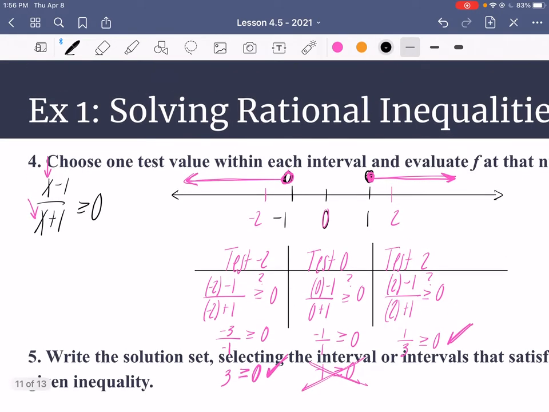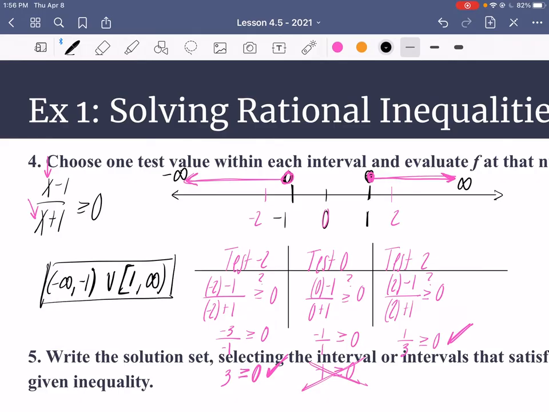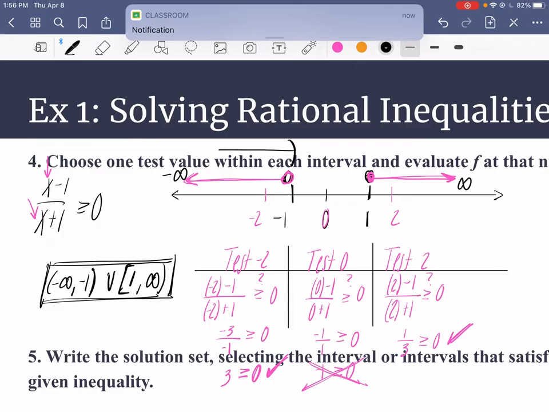So we have the interval from negative 1 here to negative infinity, and then from positive 1 here to positive infinity. So negative infinity to negative 1, not including it, our U symbol for union, and then 1 including it, so bracket, to infinity. So again, the way that we like to draw this for college algebra is using parentheses and brackets. So parentheses here, brackets here.